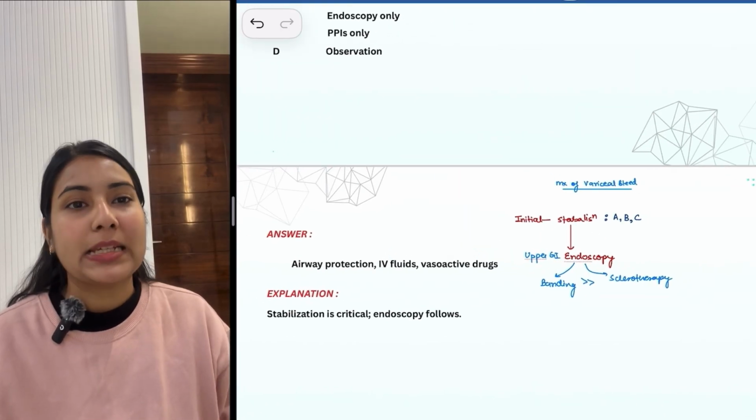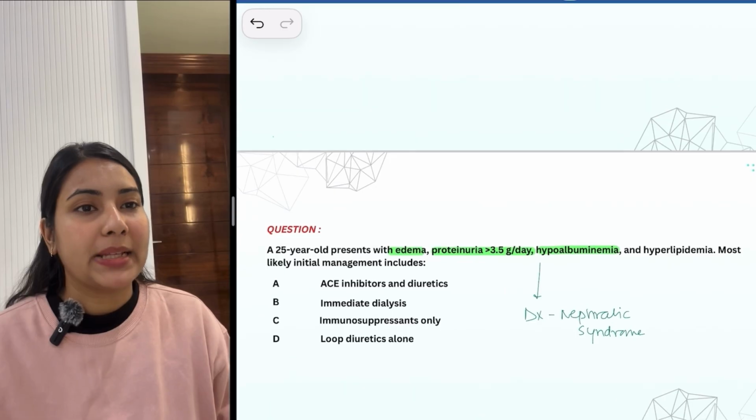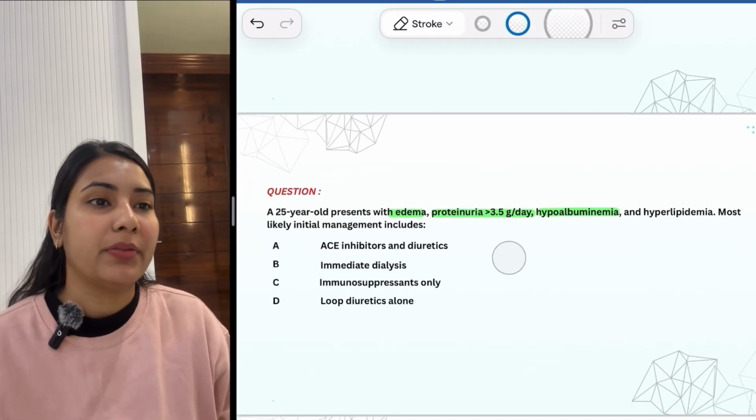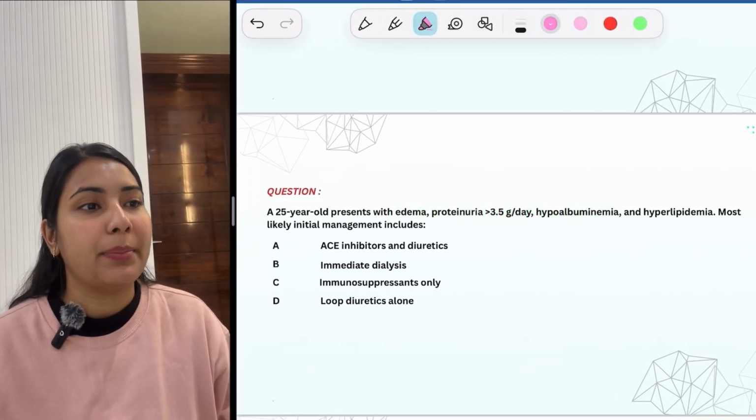Moving on to the next question. So a 25-year-old presents with edema, proteinuria more than 3.5 grams per day, hypoalbuminemia, hyperlipidemia.